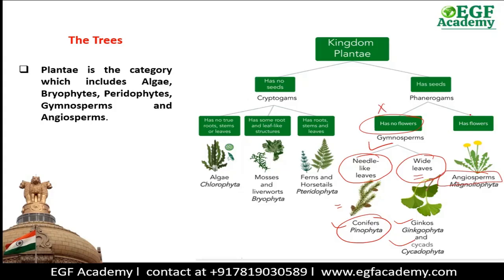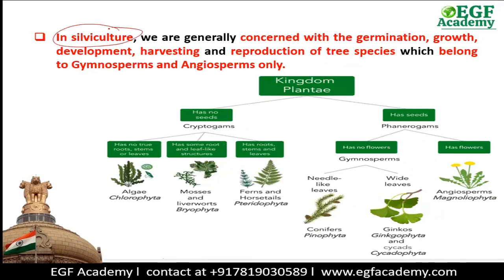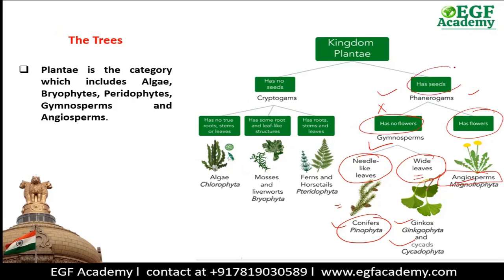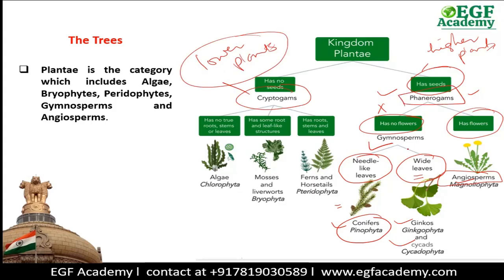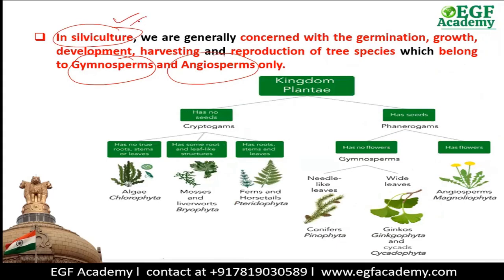Then there are angiosperms. These plants produce flowers. See, under silviculture, the plants which we have to grow in the forest are mainly gymnosperms and angiosperms. These 2 categories of plants produce seeds. These are the higher plants. And these cryptogams are the lower plants. So we have to study the higher plants, the phanerogams, which include gymnosperms and angiosperms. We have to study these 2 categories under silviculture because in forestry we grow gymnosperms and angiosperms mainly.